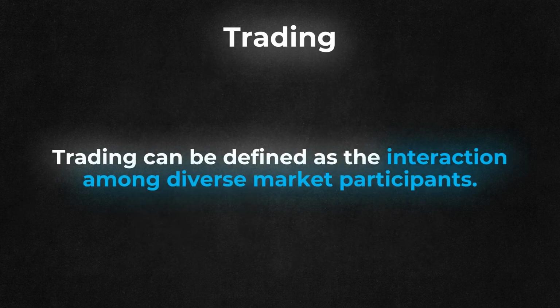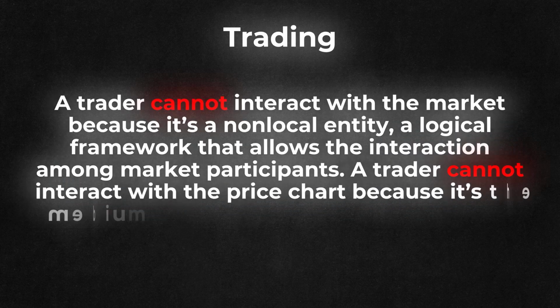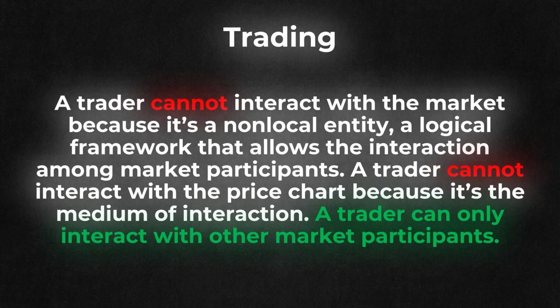Trading can be defined as the interaction among diverse market participants. There is a point of confusion here because many people believe that when they trade, they are trading the market or they are interacting with the price chart. That's an illusion. A trader cannot interact with the market because it's a non-local entity, a logical framework that allows the interaction among market participants. A trader cannot interact with the price chart because it's the medium of interaction. A trader can only interact with other market participants.